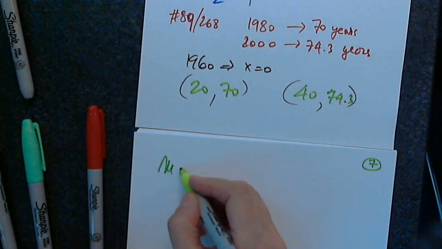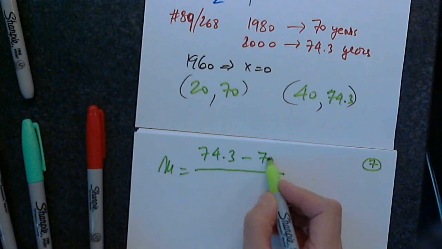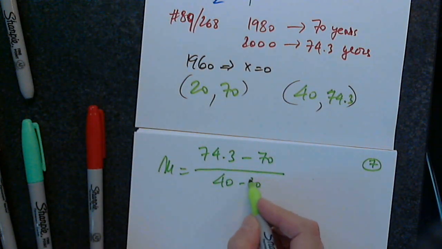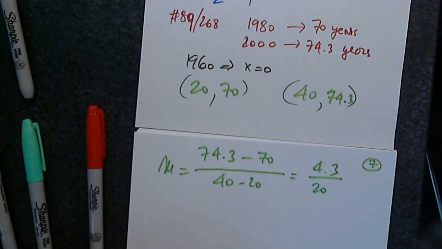Very good. So let's find the slope. 74.3 minus 70 over 40 minus 20. Exactly. Over 20. This is good, but it's not good enough. We need the measurement unit.